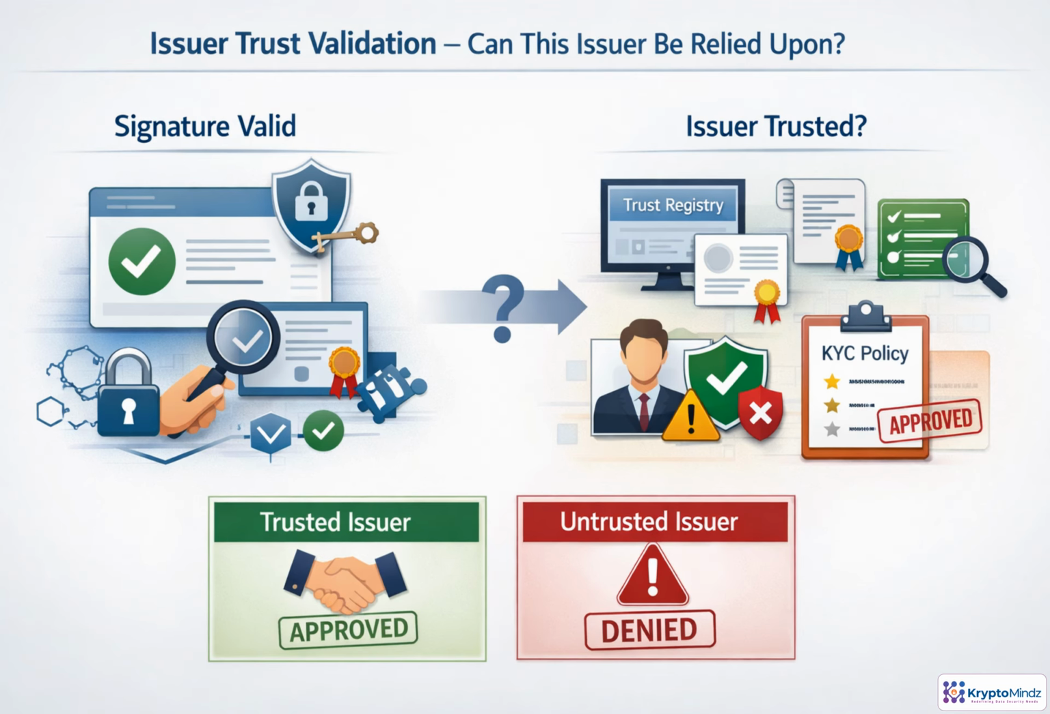A valid signature only tells you the credential hasn't been altered and came from a specific key. Issuer trust validation asks a different question. Is this issuer allowed to make this claim for our KYC use case? You check trust registries, certificates, or metadata, and compare the issuer's role and assurance level to your policy. Always log signature valid separately from issuer trusted, so decisions and errors stay clear, traceable, and auditable.